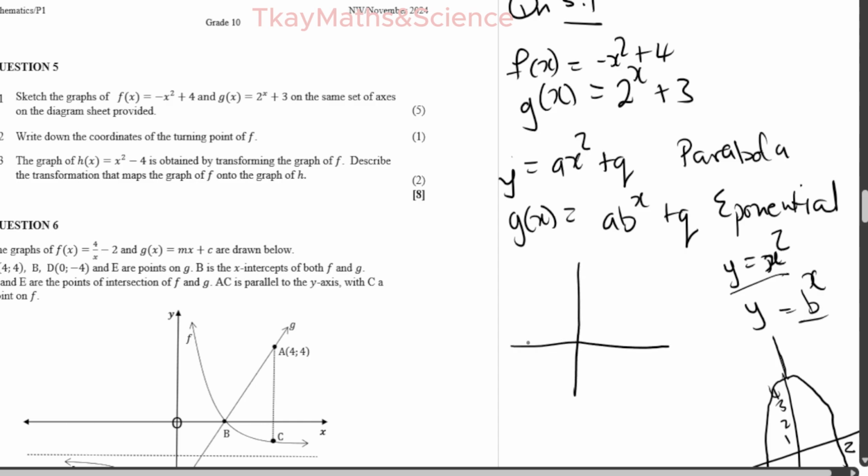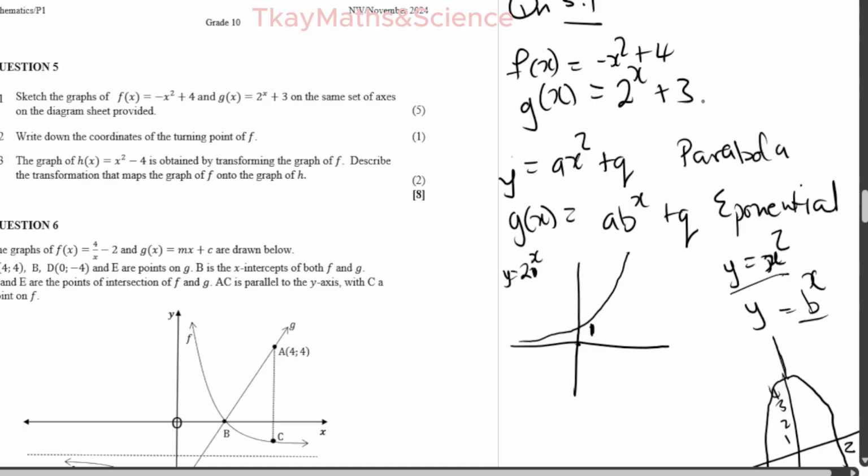Okay, for that number 2, for the 2x. So y is equal to 2 to the power of x actually. It's like this, so it's going to cross here when the value of x is equal to 0. 2 to the 0 is going to be 1. Okay, right? So that is our g of x.